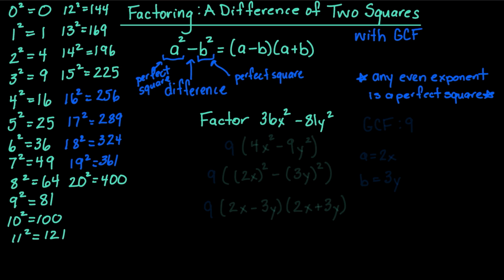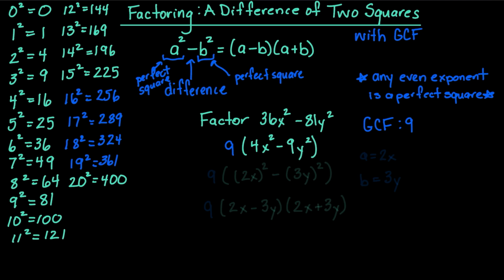At 36x squared minus 81y squared, I know because I know my facts, 36 and 81 are both divisible by 9. So I know I have a GCF of 9 that I'm going to factor out first, which will leave me with 4x squared minus 9y squared.